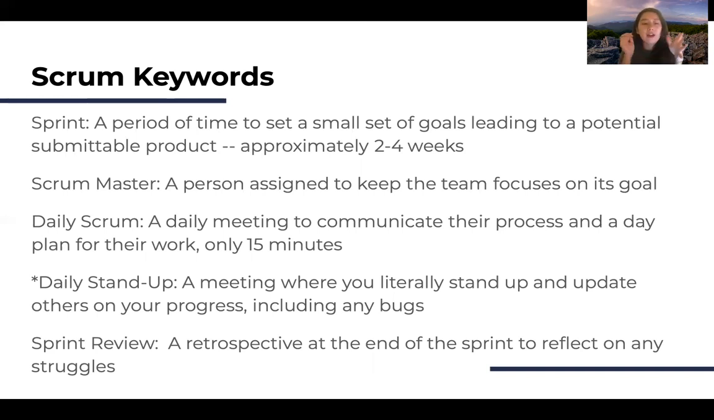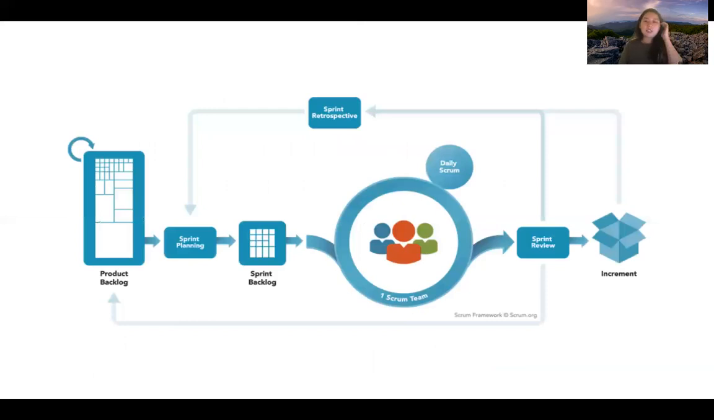Okay, and then a sprint review is a retrospective at the end of the sprint to reflect on any struggles. It's like recapping: how did it go? What can we do better? Things like that. All right, so this is an example of the Scrum framework. Right here, we'll look over here. This is the product backlog.